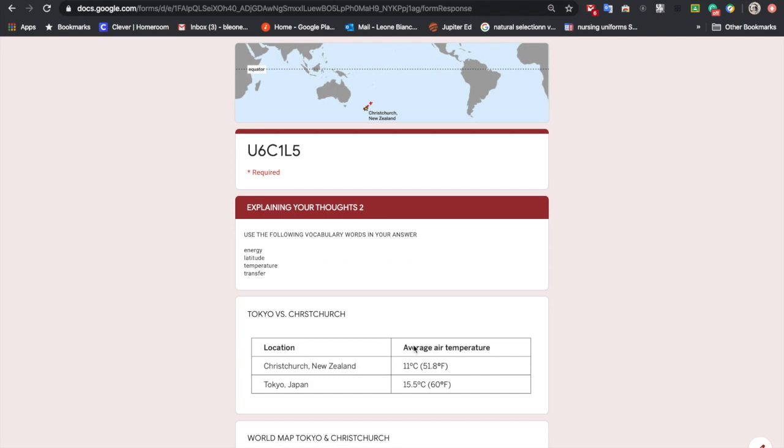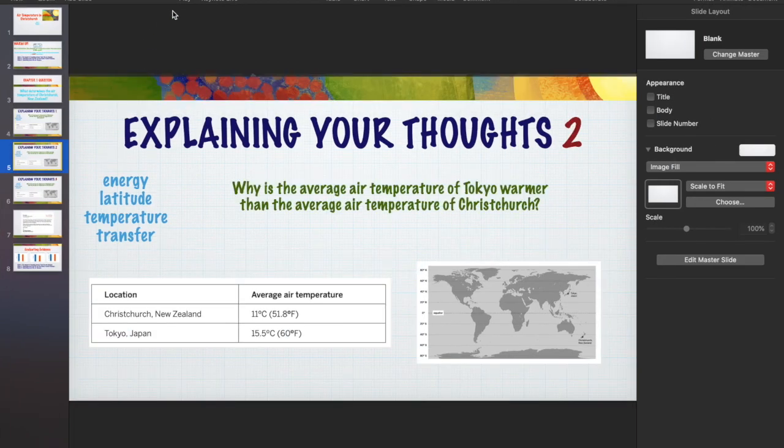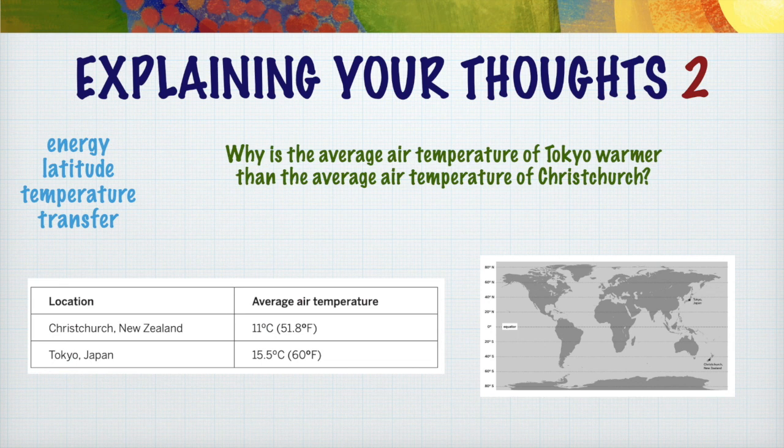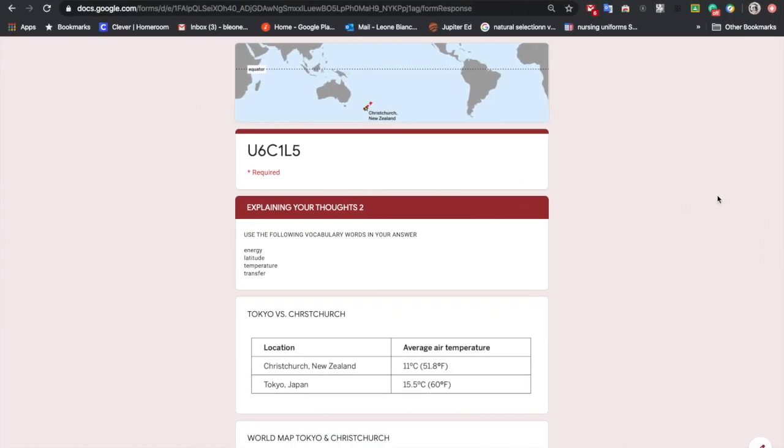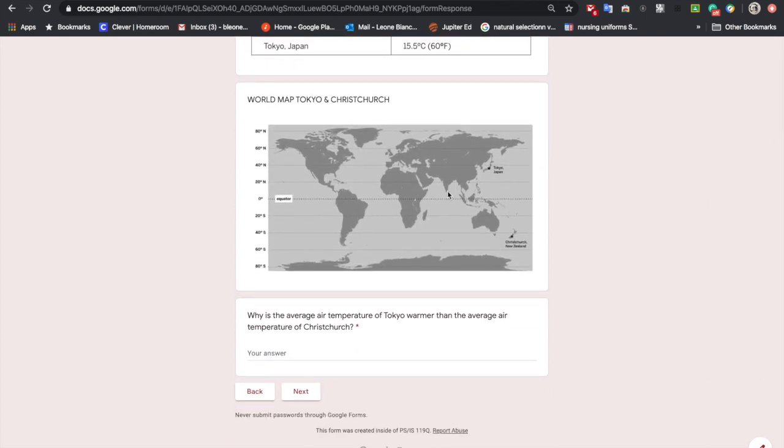And if I go back to my slideshow, the next question, again, is the same question, but we're comparing two different places. And it says, why is the average air temperature of Tokyo warmer than the air temperature of Christchurch? Again, it's the same question outline, but we're looking at two different cities. And if we look at this city, I'm going to go to our Google Drive, our Google Slide, our Google form. And I'm going to look at this map here.